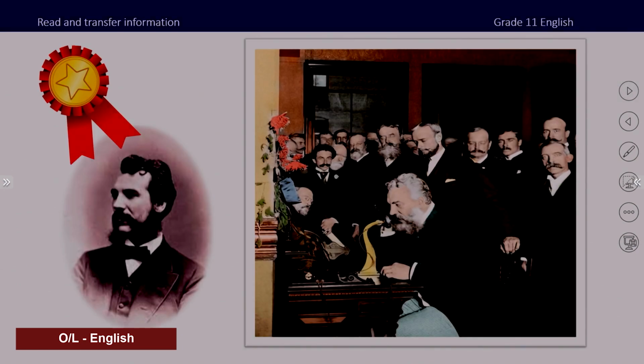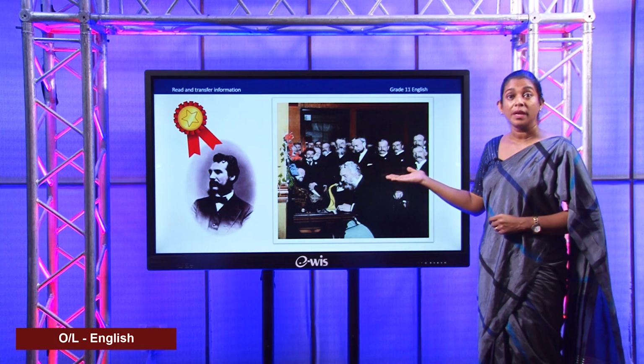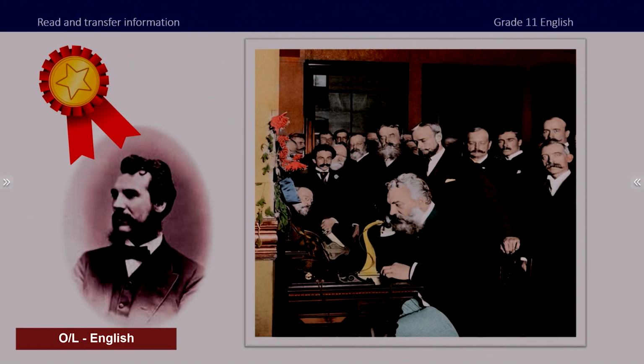Now here it is another form of transferring information. Now, who do you see here? He is a very famous person in the world. He is none other than Alexander Graham Bell. He was the inventor of the telephone. It is because of Sir Alexander Graham Bell we are using the modern hand phone and the smartphones today.